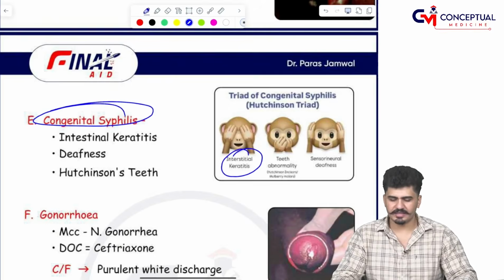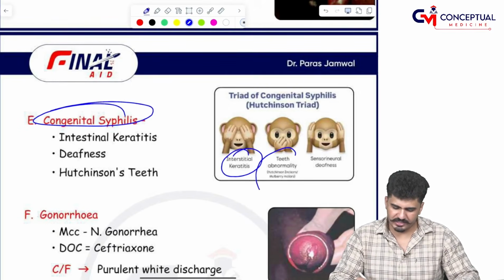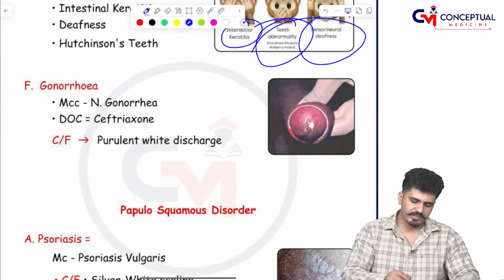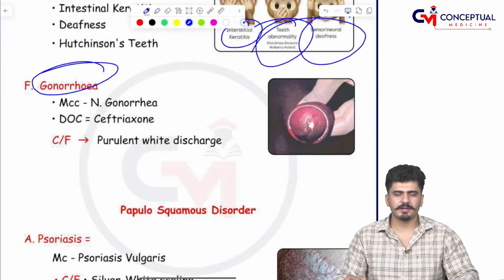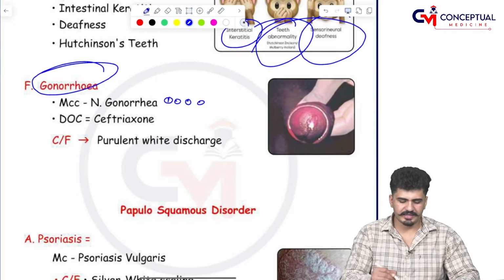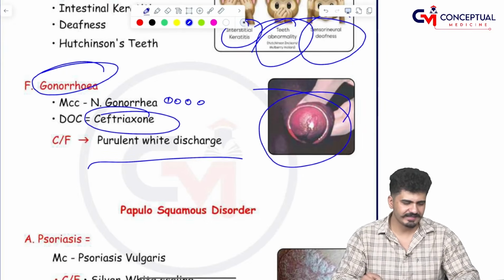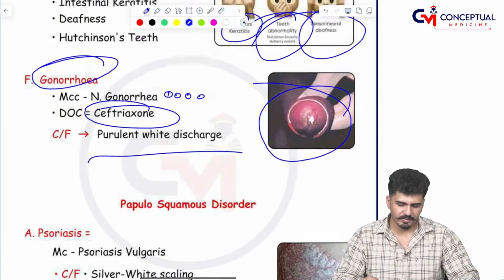Congenital syphilis, Gandhi ji's 3 monkeys, what are they? Interstitial keratitis, peg shaped teeth, and sensorineural hearing loss. Sir, gonorrhea. Neisseria gonorrhoeae, purple color, cocci, gram negative, sir, drug of choice ceftriaxone, purulent white discharge is coming right here, sir. Then coming, sir, papulosquamous disorder.